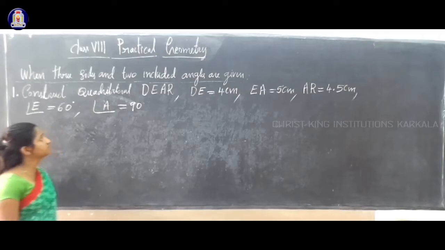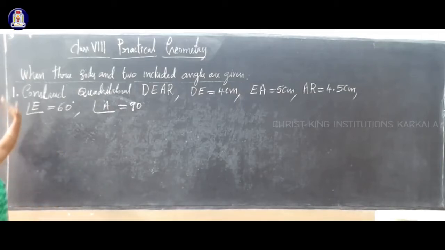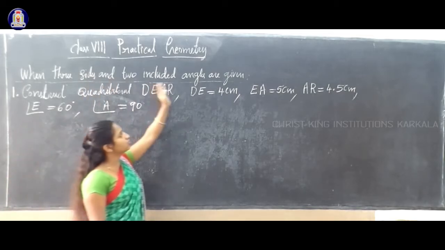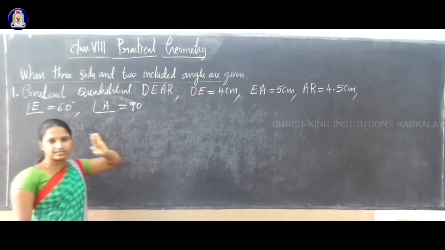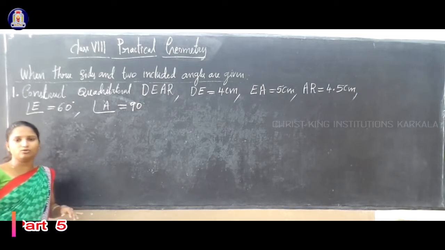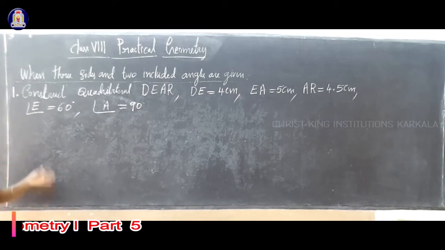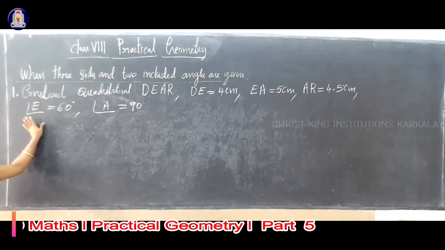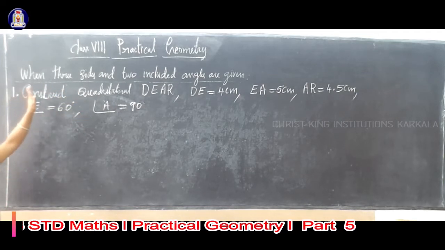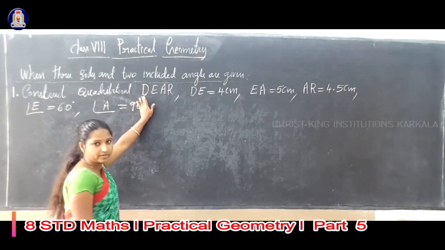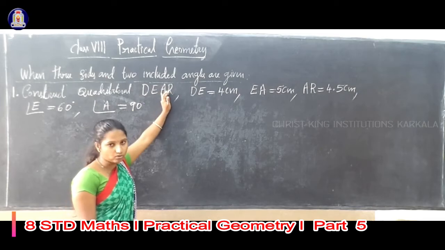Next question. In this question, three sides and two included angles are given. So how can we construct a quadrilateral if they give three sides and two included angles? Clear? So the first question is: construct a quadrilateral DEAR.